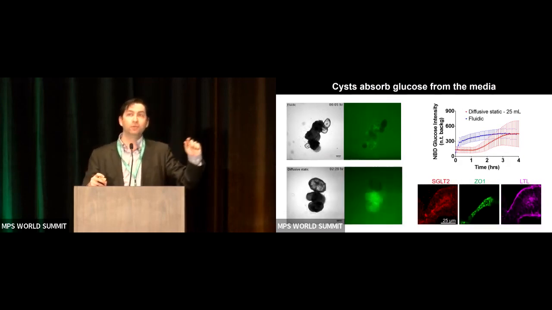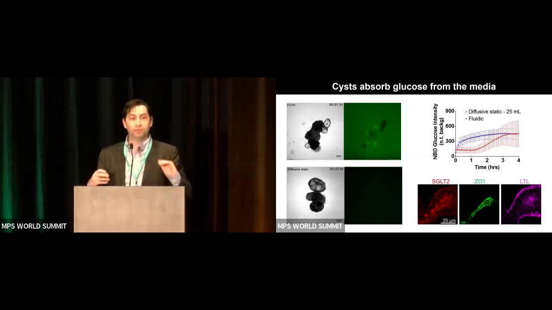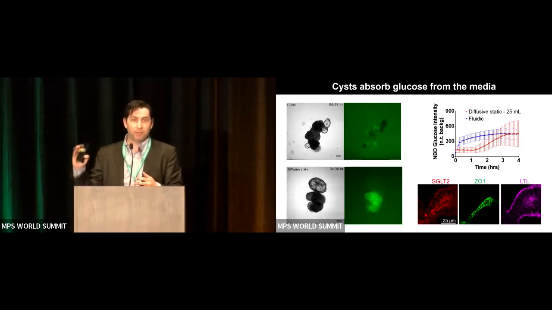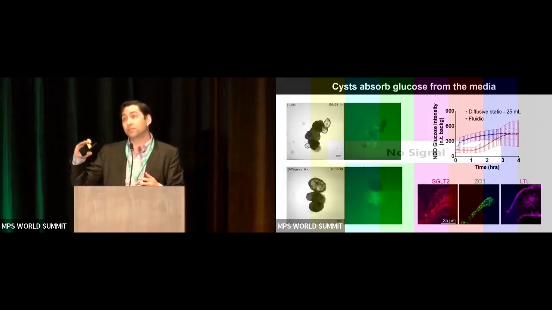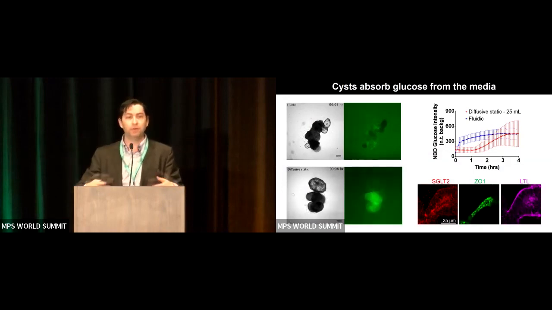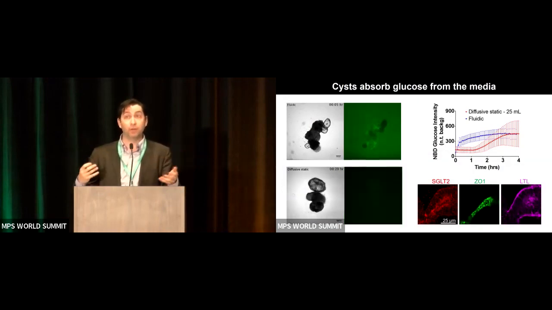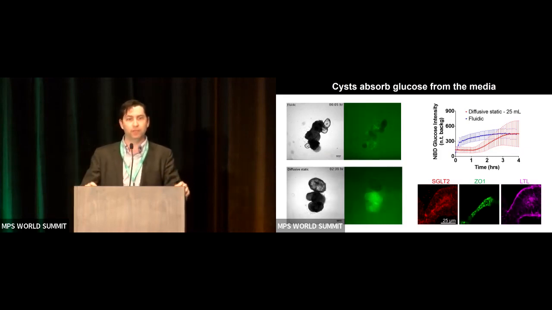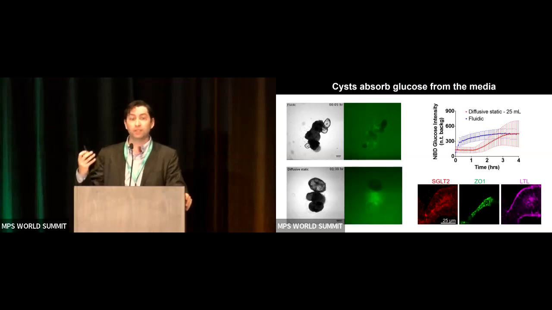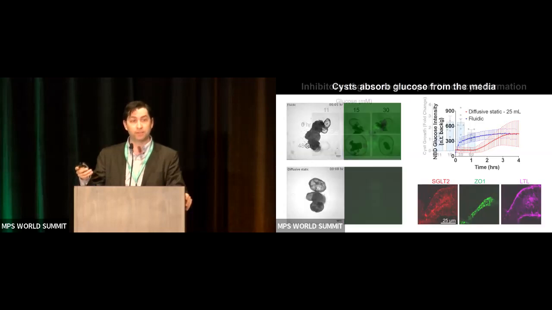And when we do this, we can see glucose being absorbed into the cyst lining epithelium and subsequently filling up the cyst. And this occurs in both the fluidic as well as the diffusive static condition. There is a lag time in the diffusive static, but it reaches about the same levels of glucose absorption over time. So we know that the cysts are actively absorbing glucose, as is the rest of the organoid. We also know that there are transporters of glucose that are specifically expressed at the apical surface of the tubular structures in the organoids as well as the cysts.